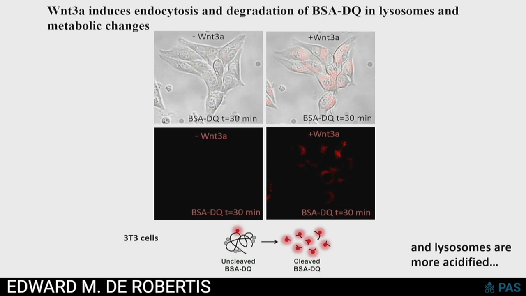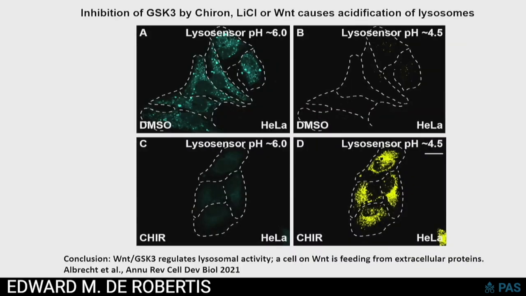That means that the cells like to eat the BSA and digest it from the outside. And the lysosomes become more acidic with this membrane trafficking. This is a LysoSensor. In panel A, you see the pH is about 6. But when you add a GSK3 inhibitor in panel D, you have much more acidic lysosomes. Therefore, Wnt and GSK3 regulate the activity of the lysosomes, and a cell on Wnt is feeding on extracellular proteins preferentially compared to a normal cell. So these are other points that you can target.